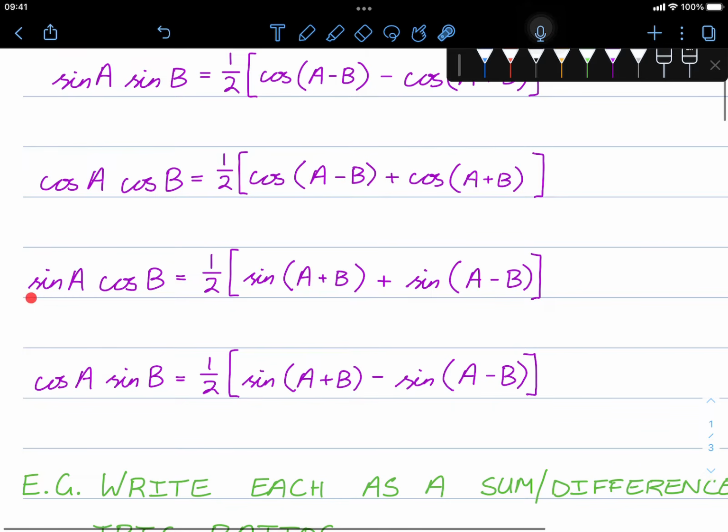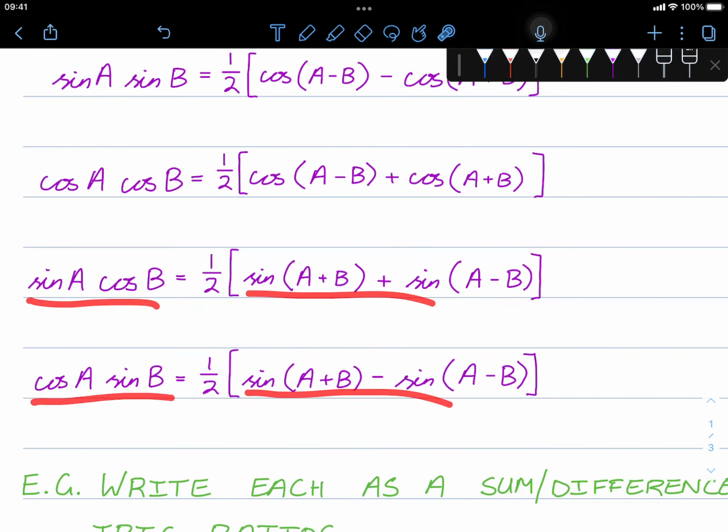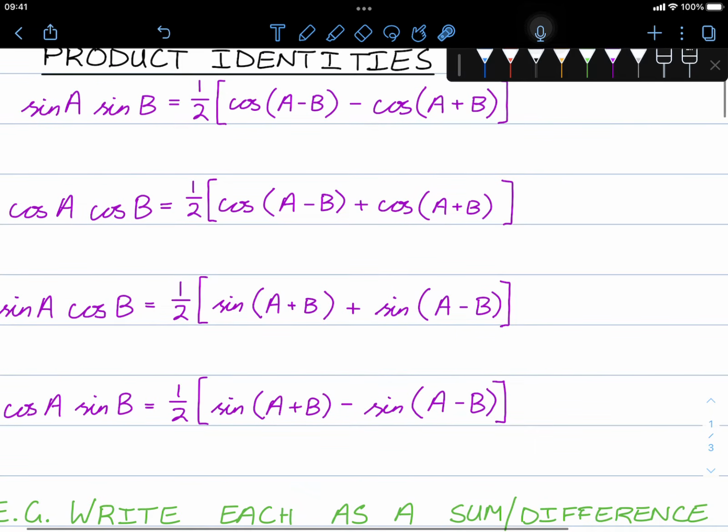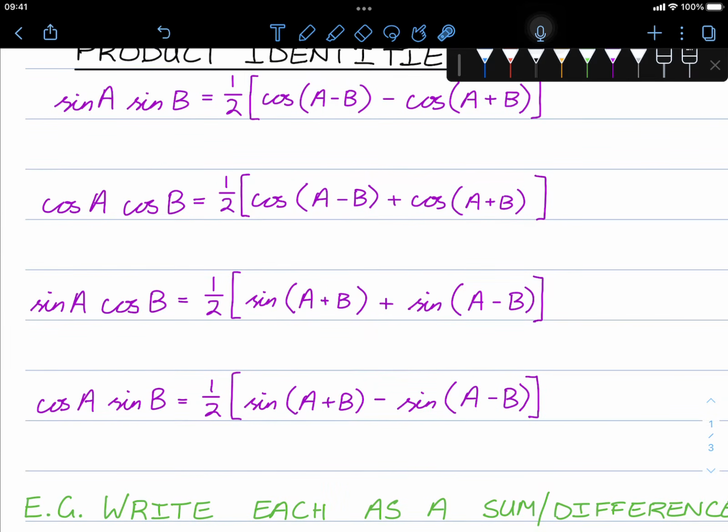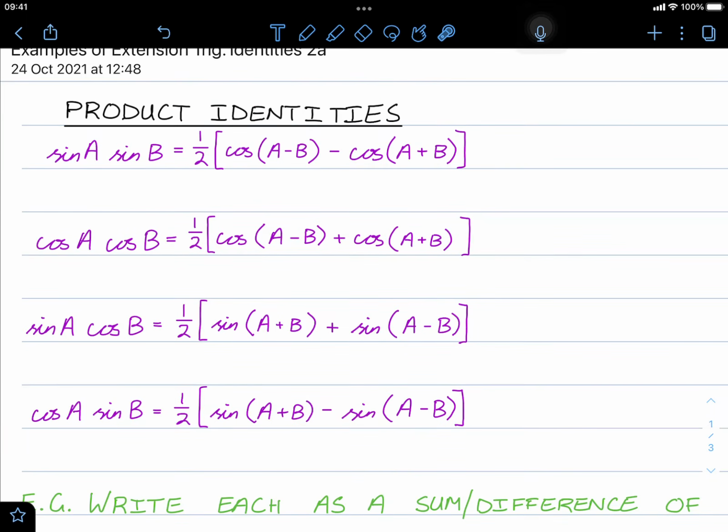If they're different, sine A cos B or cos A sine B, it is sine. You can think of it as it's a sin to be different. Just as before, they're both A plus B to begin with, and then A minus B, and the only thing different between them is that one is addition and one is subtraction. So I hope that helps you remember these.